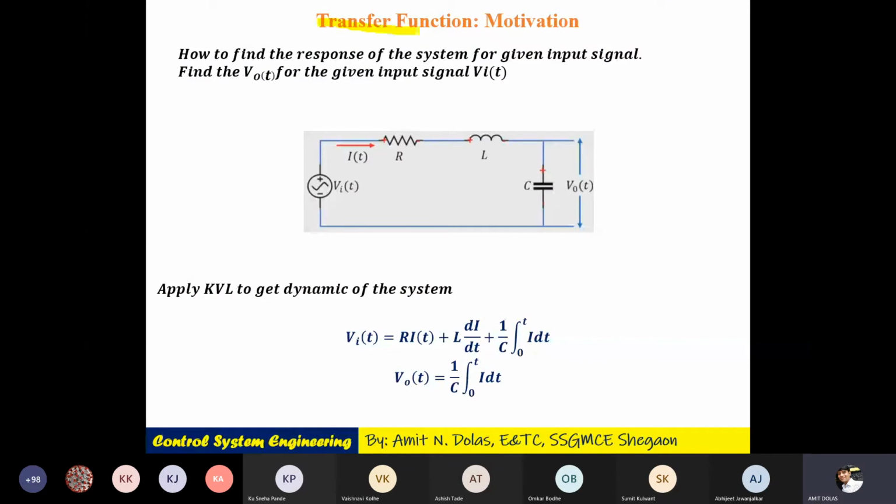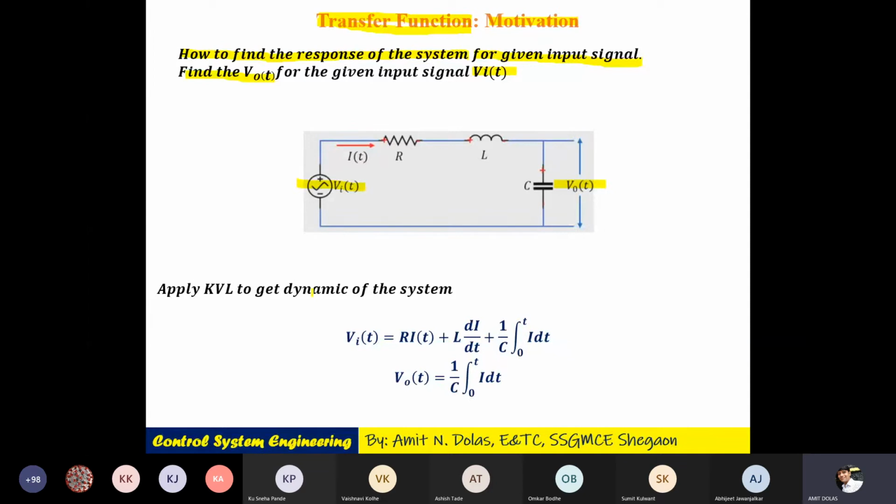What is a transfer function now? अब तक हमने Laplace, inverse Laplace देखा है. What is a transfer function? It's motivation. How to find the response of the system? If a particular input is applied, what the output is, is nothing but the response. How to find that? For a given input signal Vi of t, find the response V0 of t, that is this one.